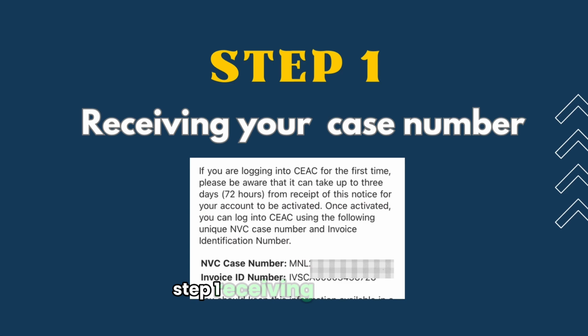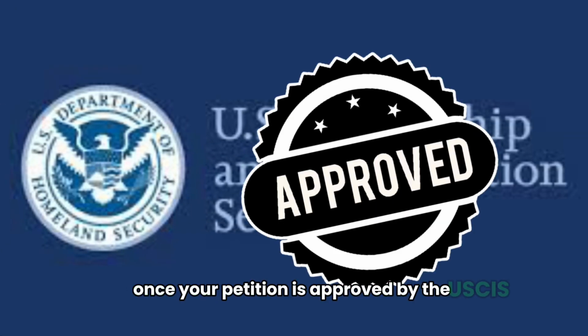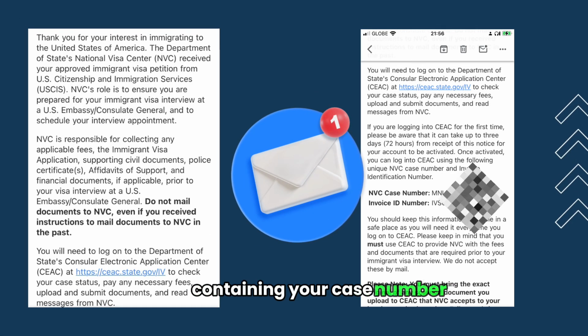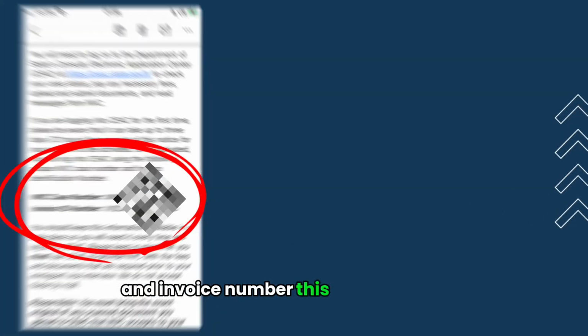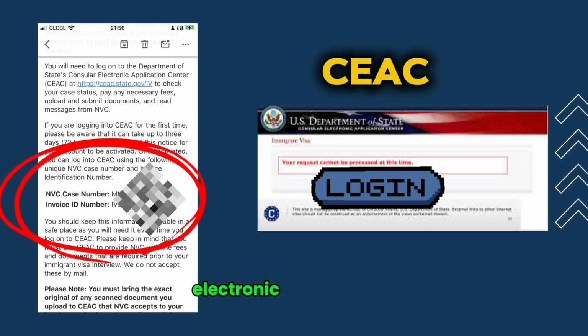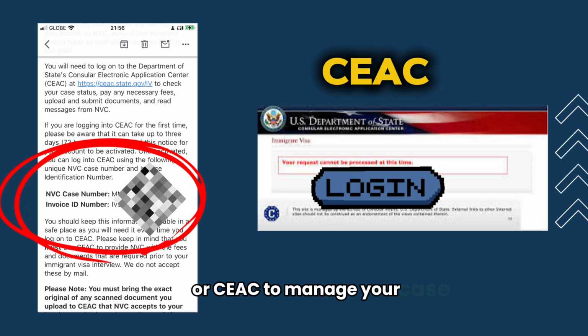Step 1. Receiving your case number. Once your petition is approved by the USCIS, it's sent to the NVC. You'll receive a welcome letter containing your case number and invoice number. This information is crucial for logging into the Consular Electronic Application Center, or CEAC, to manage your case.